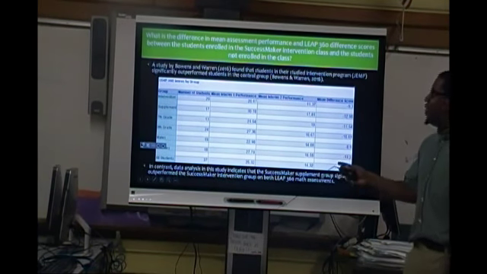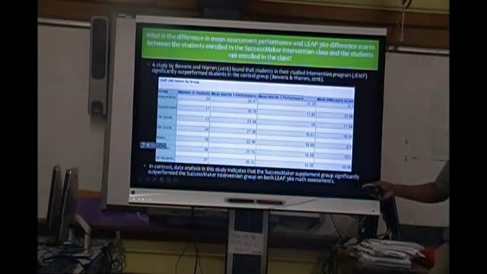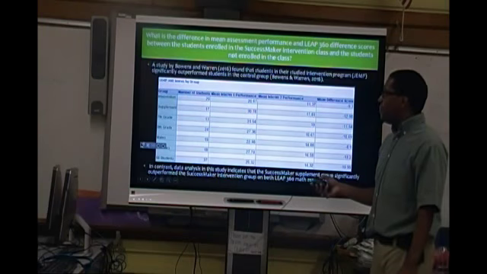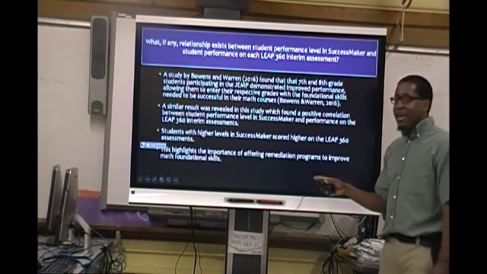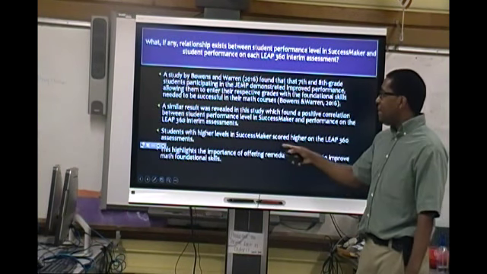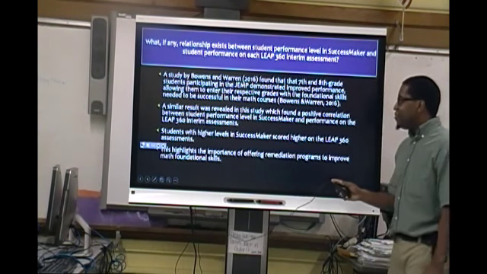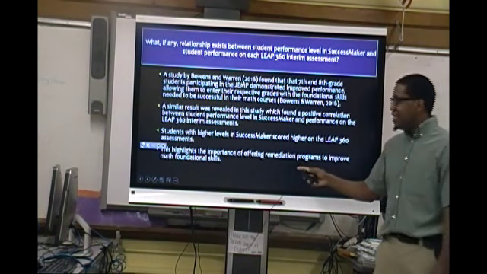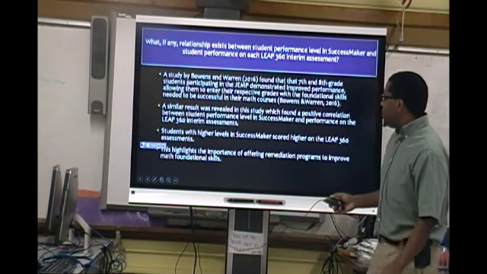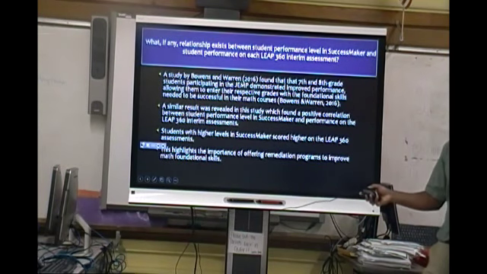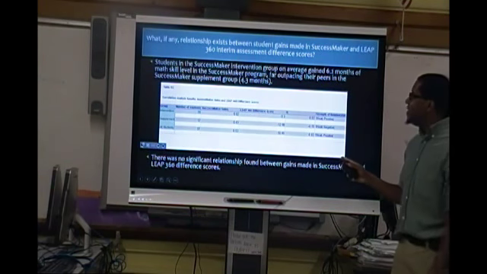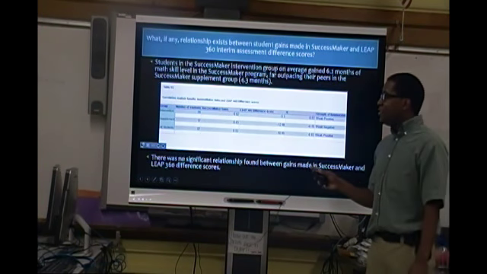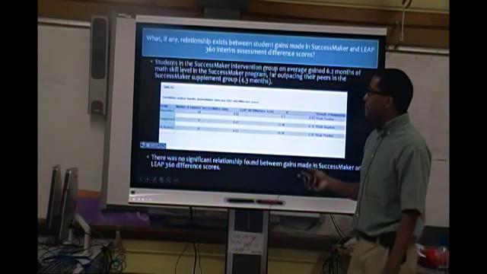So answering the questions, what is the difference in mean assessment performance between the groups? Like we said, the supplement group significantly outperformed the intervention group. The relationship that exists between SuccessMaker level and their scores on the interim assessments: students with higher levels of SuccessMaker scored higher on the LEAP 360 assessments. This highlights the importance of offering remediation programs to improve math foundational skills. Last question, what, if any, relationship exists between student gains in SuccessMaker and their interim difference scores? There was no significant relationship.